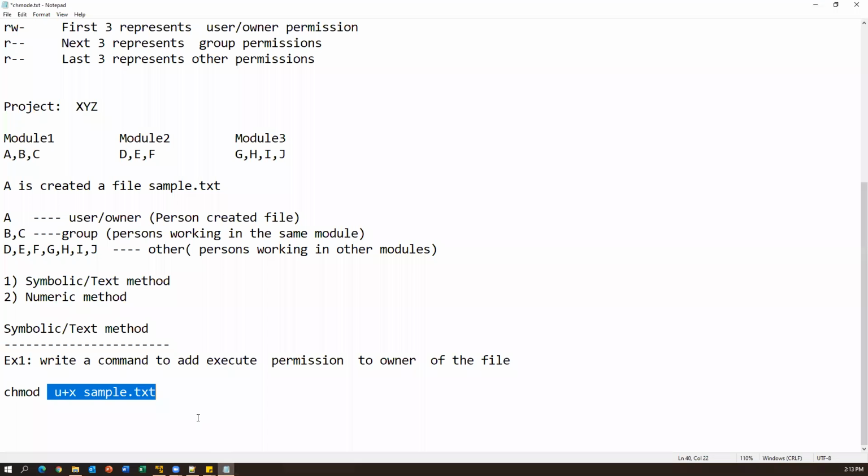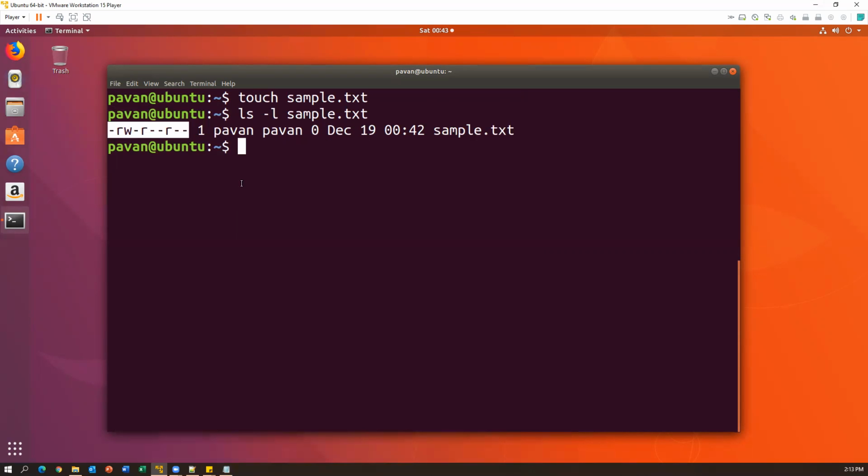Now what is my requirement is I want to add execute permissions to the owner of the file. So for that I can use chmod. Owner of the file means what? u representing owner of the permission. And what permission I need to add? Execute permission I have to add, say x. And on which file? sample.txt file. So when I execute this, added.